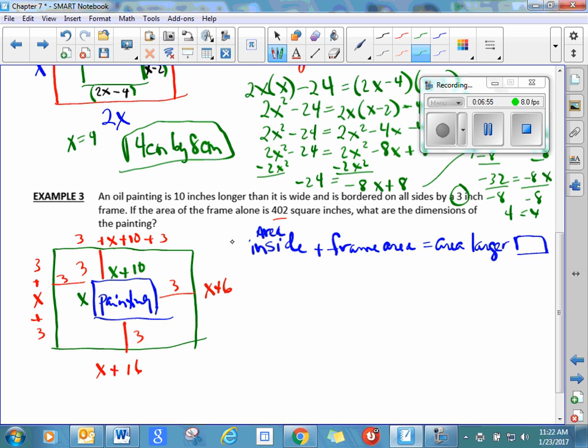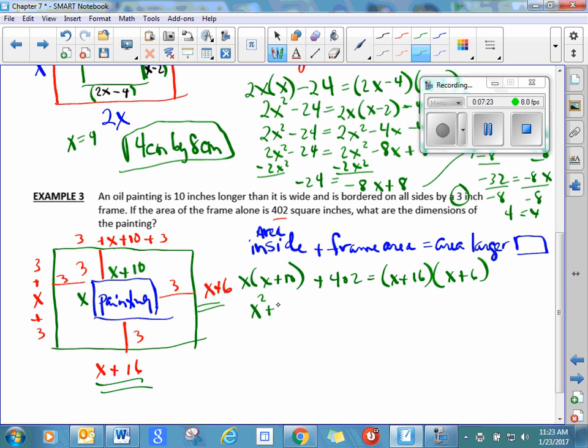I'm going to go ahead and write it. The area of the inside is x times x plus 10. The area of the frame is 402. They tell us that. The area of the larger rectangle is x plus 16 length times width, x plus 6. So we're going to go clean all this up and solve for x.